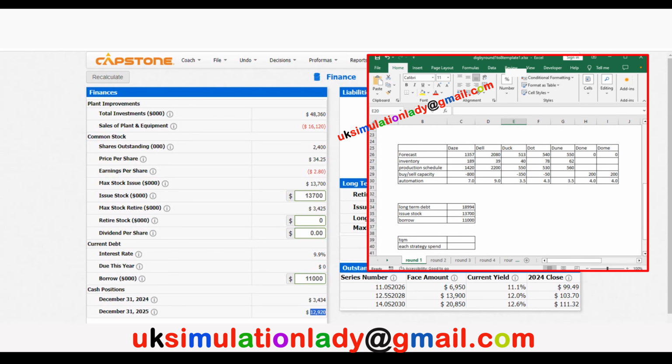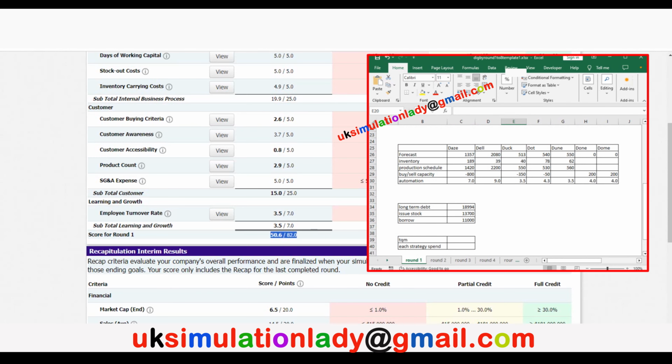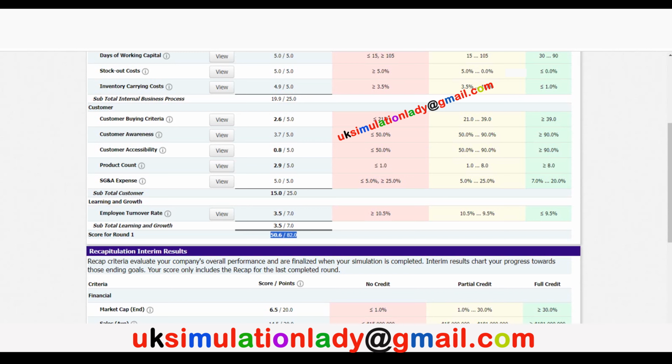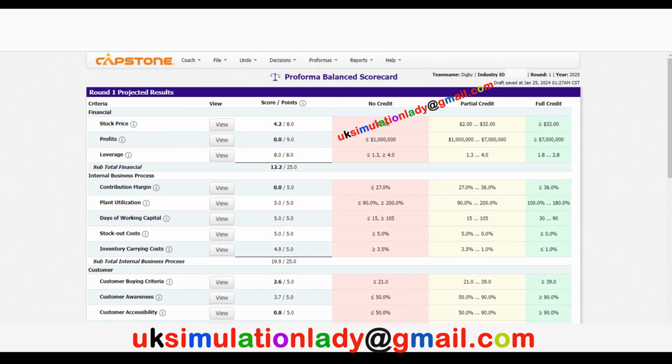Now let's check the Capsim Balanced Scorecard. We're expecting a score of 50.8 out of 82 in Capsim Round 1. This is a solid start, especially since our aim is to build a robust company that will outperform competitors in future rounds. Capsim is all about planning. The better you plan now, the better your results will be by Round 8.